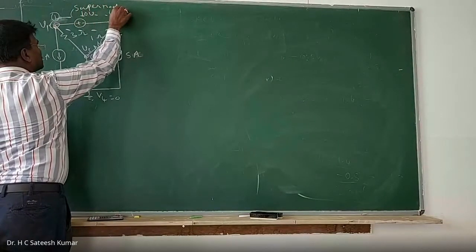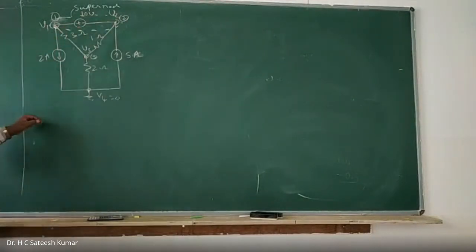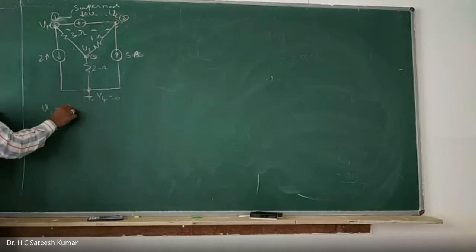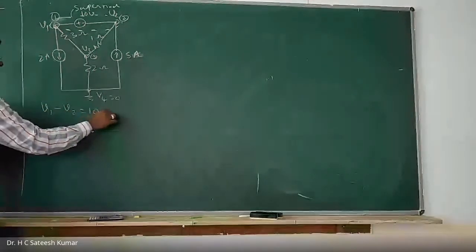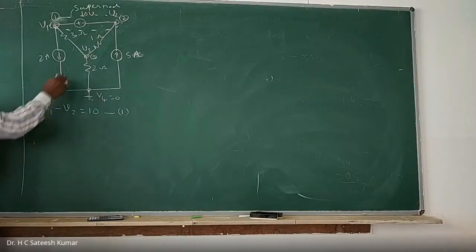Because between two principal nodes without any series resistance there is a voltage source, we can write V1 minus V2 is equal to 10. Call this equation number 1. Next, KCL to V3.